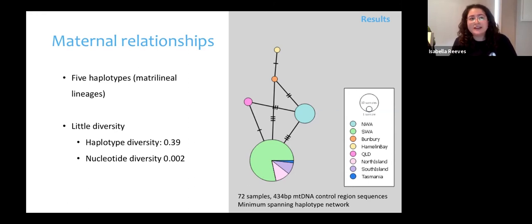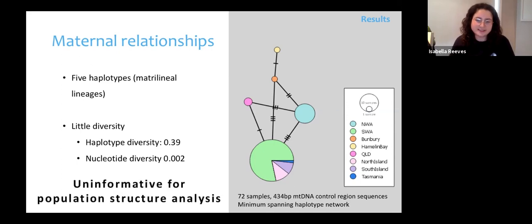It's important to note that it's been proposed recently, actually, that killer whales have undergone a bottleneck in some regions. And we know for a fact that some of the Australasian animals were included in that analysis. So this is a possible reason for this. It might also just be due to their matrilineal societies that have basically just reinforced this low diversity. However, in terms of population structural analysis, it's very uninformative, so I won't be going any more into that with this data.